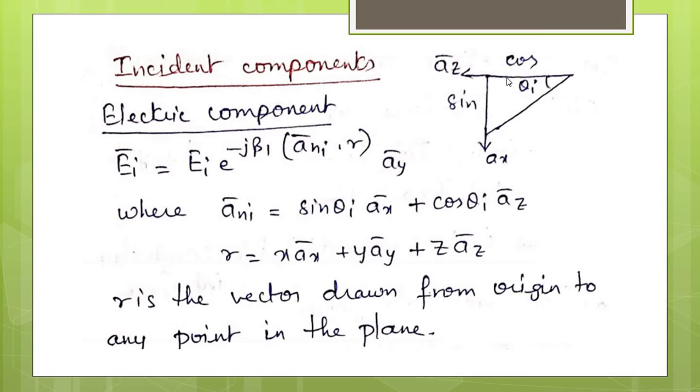Then the adjacent side is the cos component. Cos we write as adjacent side by the hypotenuse. So along AZ is the component cos theta I. This is how we got ANI equal to sin theta I AX plus cos theta I into AZ. R is equal to X AX plus Y AY plus Z AZ. This is the vector drawn from the origin to any point in the plane.